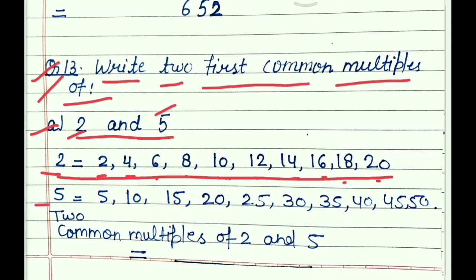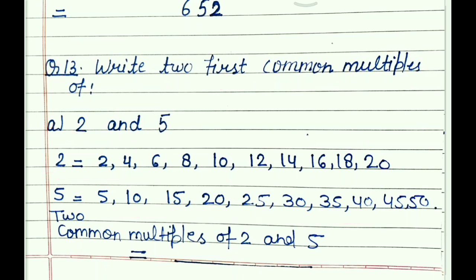Similarly, write the table of 5 also. So multiples of 5: 1 five is 5, 2 fives, 3 fives, 4 fives, 5 fives, 6 fives, 7 fives, 8 fives, 9 fives and 10 fives. Okay, I have written it here. So simply write the table only. Now we will find the common multiples, which are in both. Here see, in this 10, in this also 10. So the first common multiple is 10.